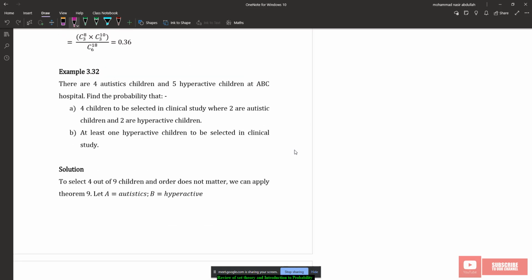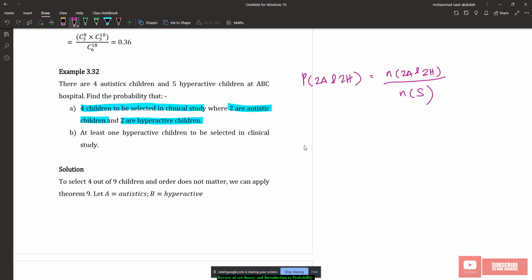Now, example number 3.32. There are 4 autistic children and 5 hyperactive children at ABC Hospital. Find the probability that 4 children are selected in a clinical study where 2 are autistic children and 2 are hyperactive children. So we want the probability of selecting 2 autistic and 2 hyperactive children. The formula should be the number of possible outcomes for 2A and 2H, divided by the number of all possible outcomes.